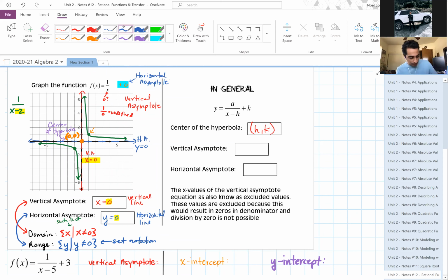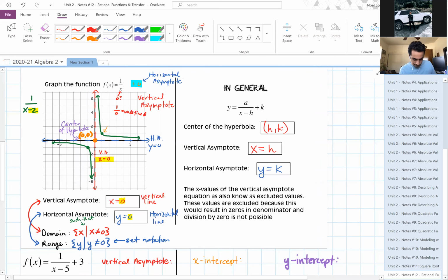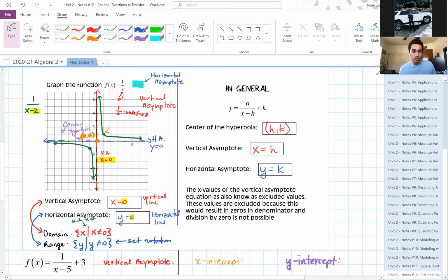The vertical asymptote is x equal to your h value. Your horizontal asymptote will be y equal to your k value. So this is in general. That's the general rule.